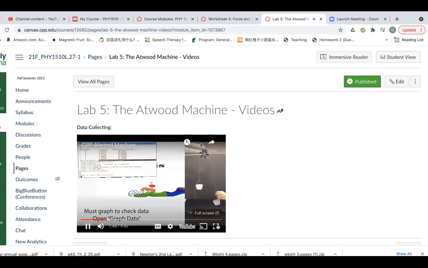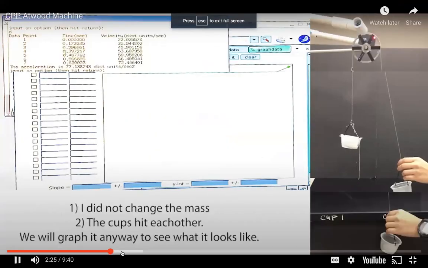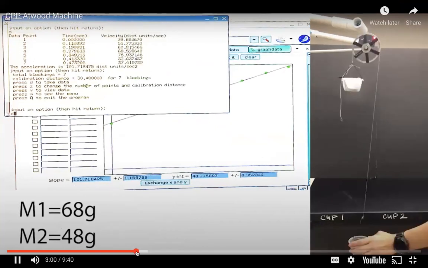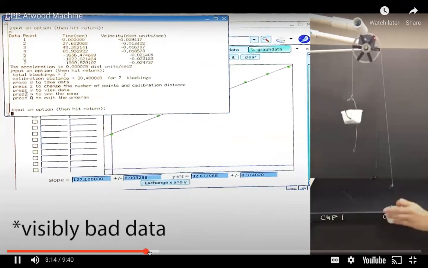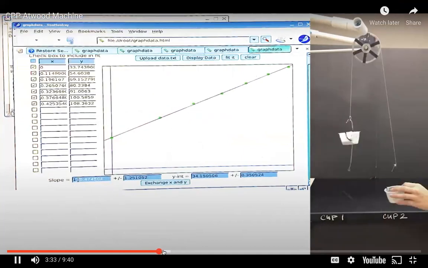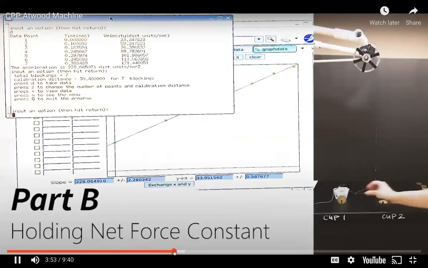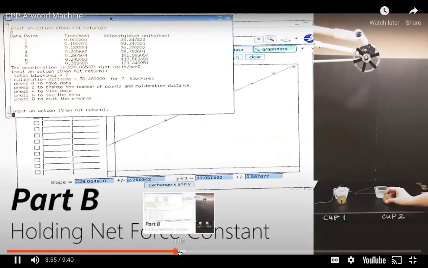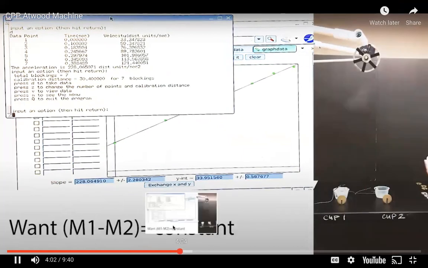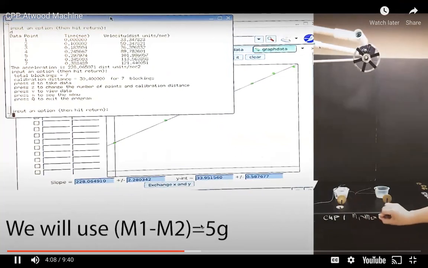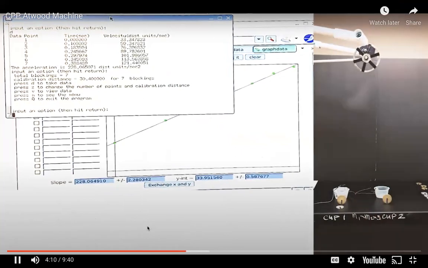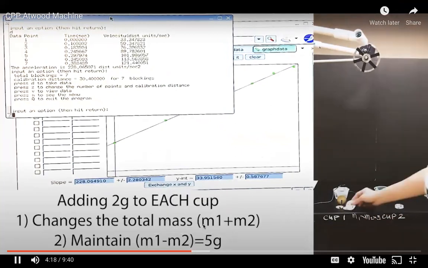Here's your acceleration, but we do need to check this video. So let me go back to the video and see if I can find the next section. Part B. They keep the difference at 5 grams always, and everything else stays the same.